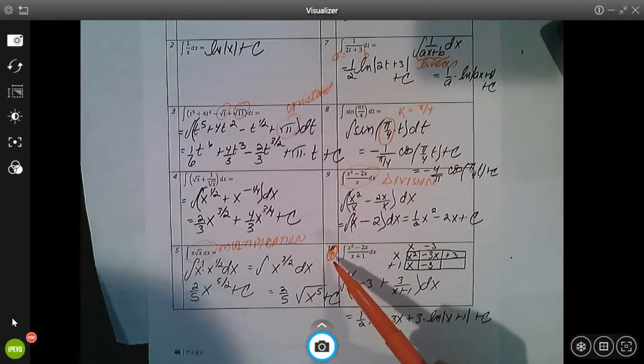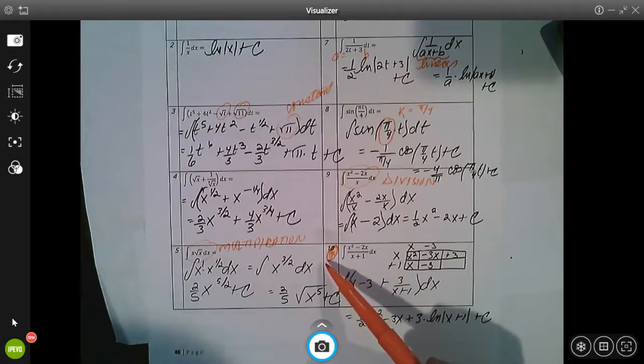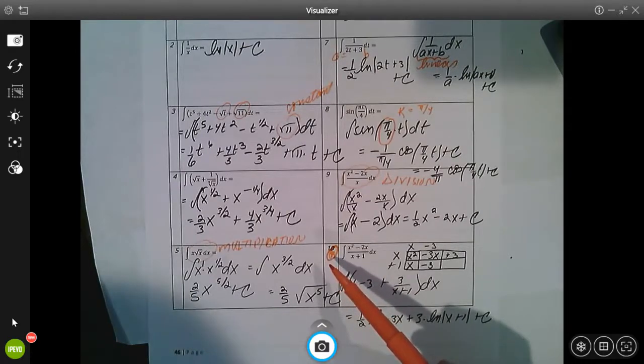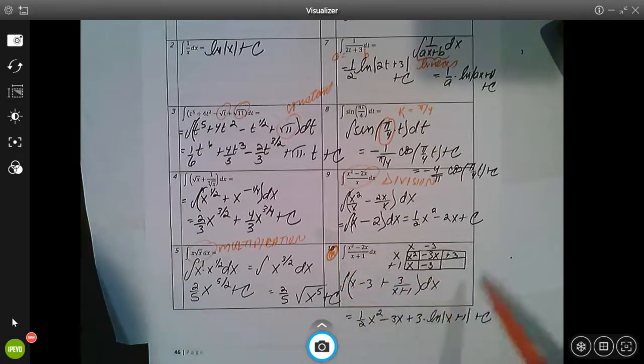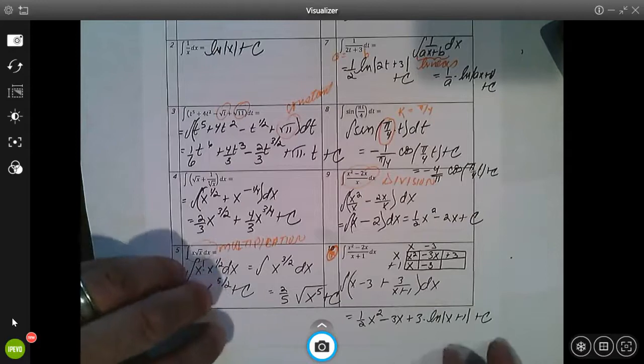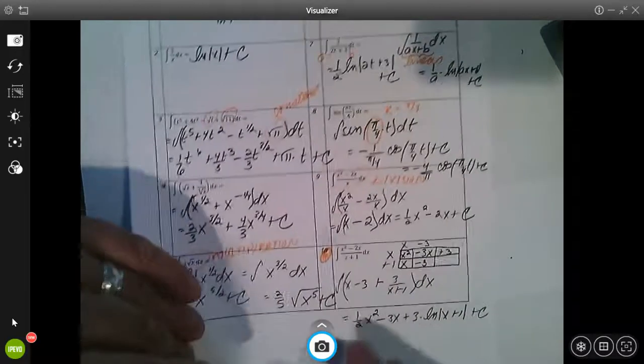Definitely come back to number 10. This is just one of those tricky questions. You might expect to see one like this on your AP exam. Maybe it'll show up in some of the progress monitors. It's a matter of doing some fancy algebra to get to something you can integrate and then applying your basic integration rules. Okay, let's keep going.